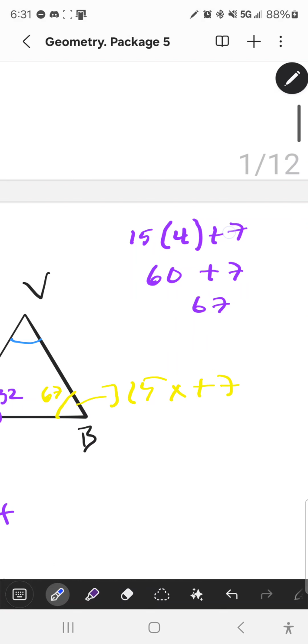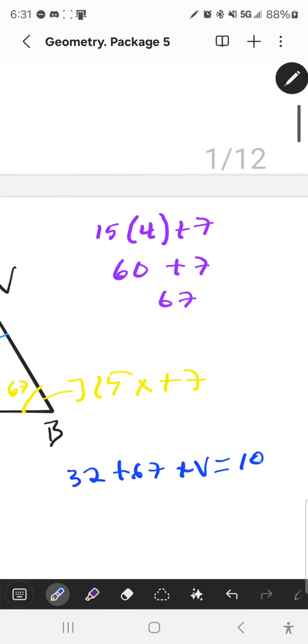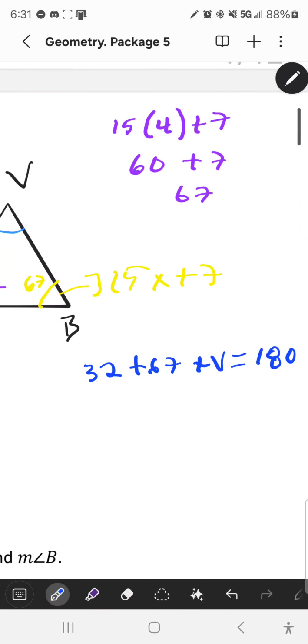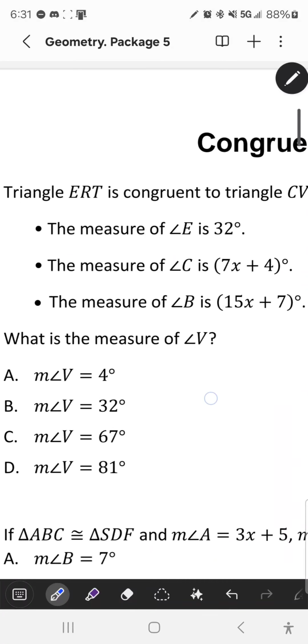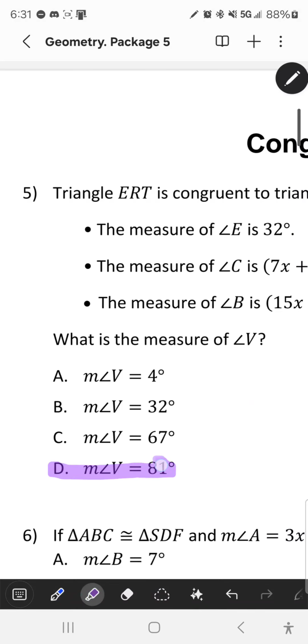So now 32 plus 67 plus D equal 180, because all the interior angles of a triangle add up to 180 degrees. So 32 plus 67 is 99. So 99 plus D equal 180. And subtract 99 from both sides. So 180 minus 99 is 81. So the answer is 81.